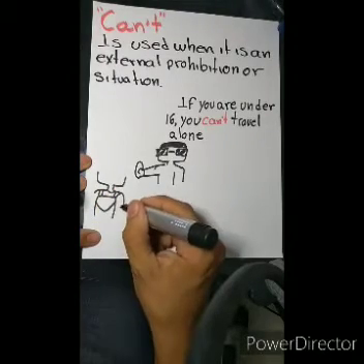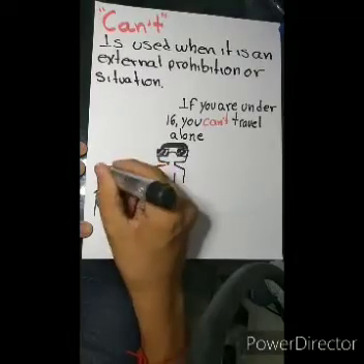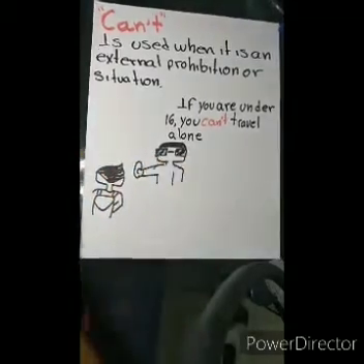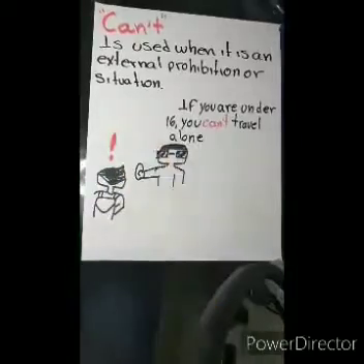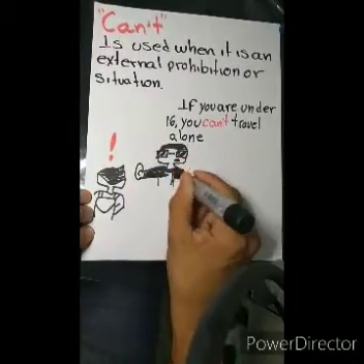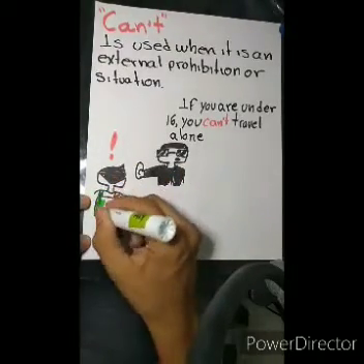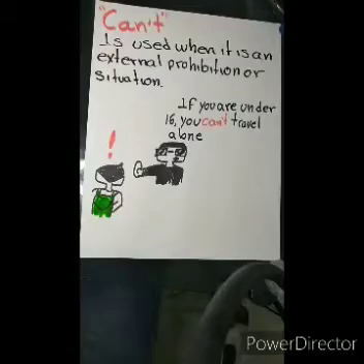Can't is used as a prohibition stated as a rule or law established by someone else in a structured place, a regulation of actions that you shouldn't take. Here we have the example: If you are under 16, you can't travel alone.